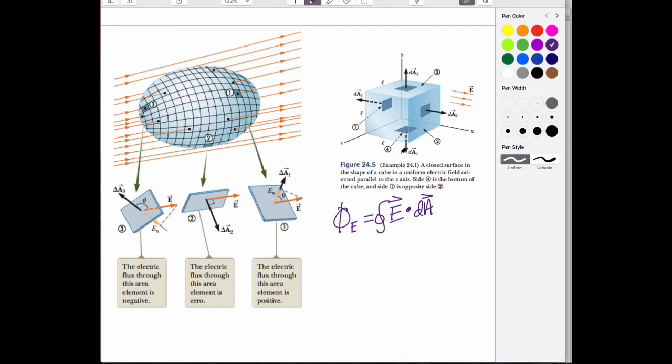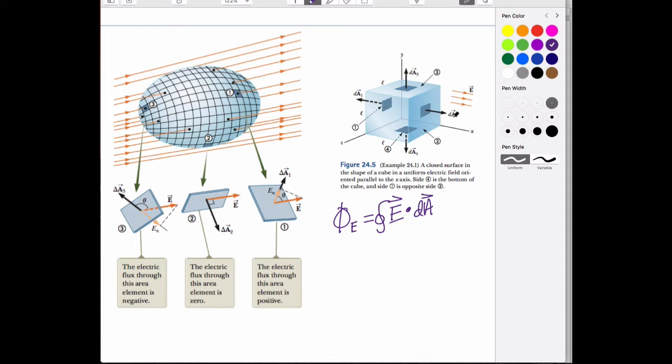So the only flux that would end up mattering would be the flux on this side right here and this one on the back. So on this side, that's both of the sides that are technically in the XY plane, flux is 0. For the ones in the XZ plane, there are 2 of those, the one down here and the one up here, flux is 0. The only flux that's going to matter is the one on the back here and the one on the front.